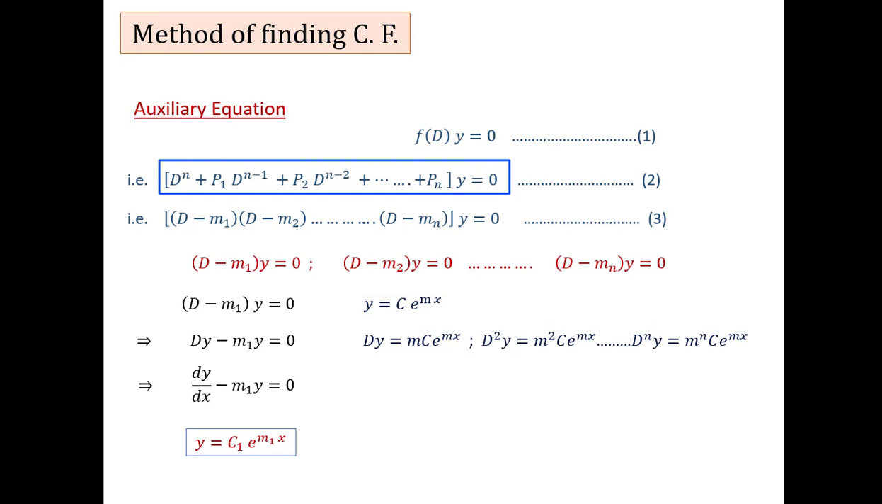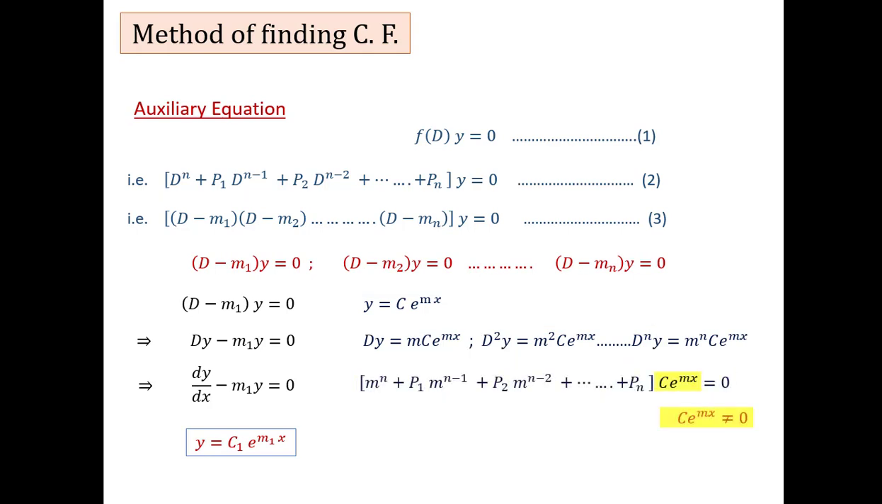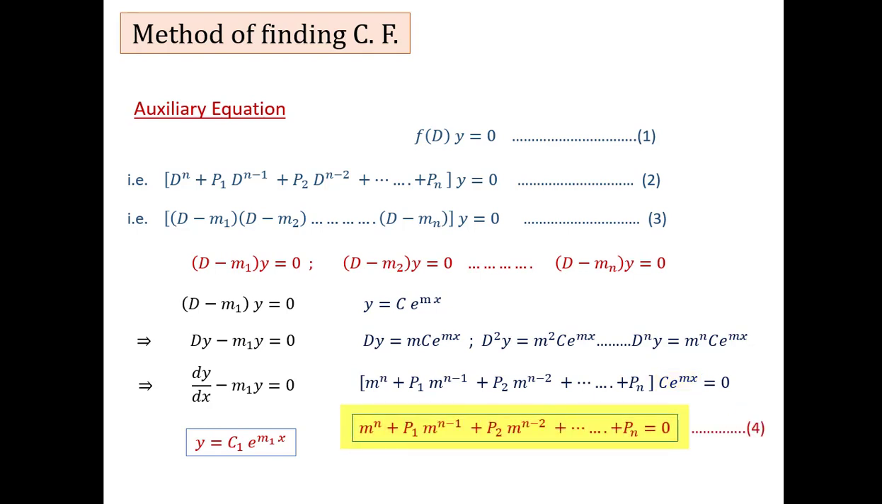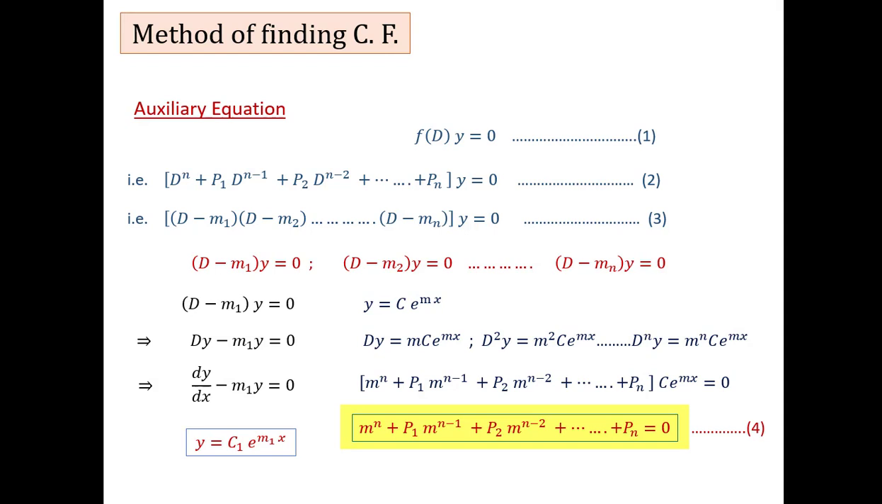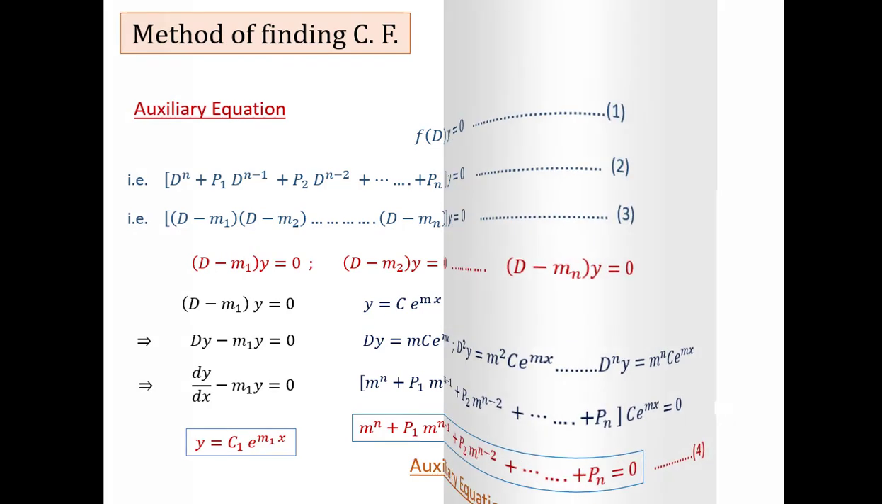Since c e power mx is not equal to 0, we get an algebraic equation in m of degree n. Thus y = c e power mx will be a solution of equation 2 if m satisfies equation 4, and this equation 4 is called auxiliary equation for the differential equation f(D)y = 0. Now we will discuss how easily we can get auxiliary equation for complementary function.